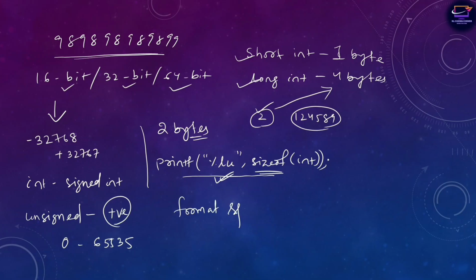So the integer format specifier is percentile d, within double quotation, right? So now about the character data type. Come to the character data type. It is going to store a single character, right? And how will you define this character data type? You will use the keyword char.